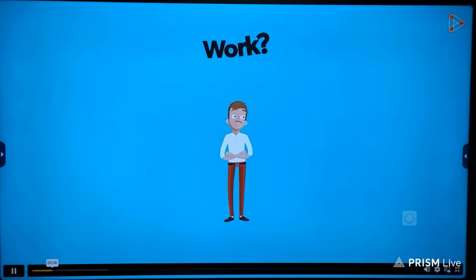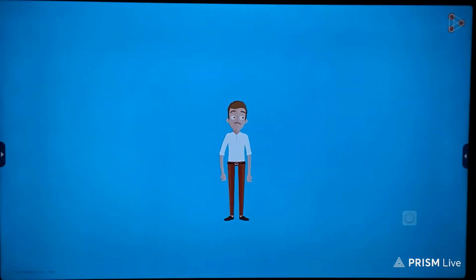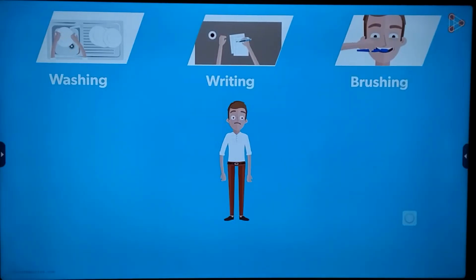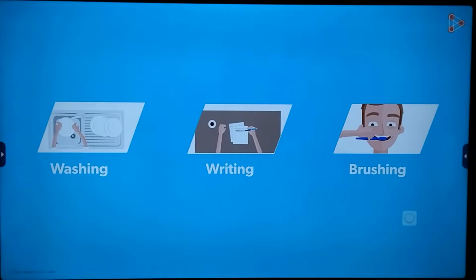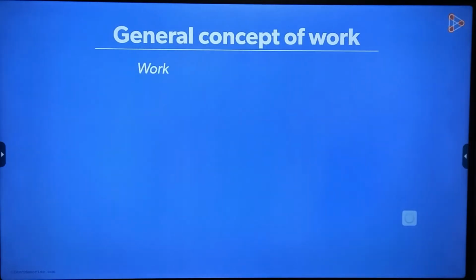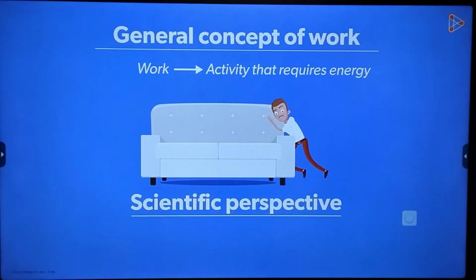What do we know about the concept of work? Is there just one meaning for work? Let's find out. A boy has done certain activities like washing the dishes, writing a letter to someone, and brushing his teeth. Are the boy's following activities considered as work? If your answer is yes, then you are right and wrong. You are probably wondering how could you be right and wrong at the same time? Well, let's see why. You are right because the general concept of work could apply to any sort of activity that requires energy. But in the scientific perspective, it is relatively zero amount of work.